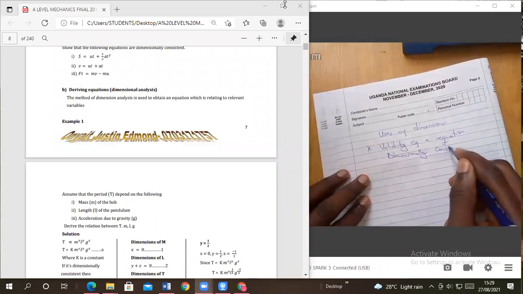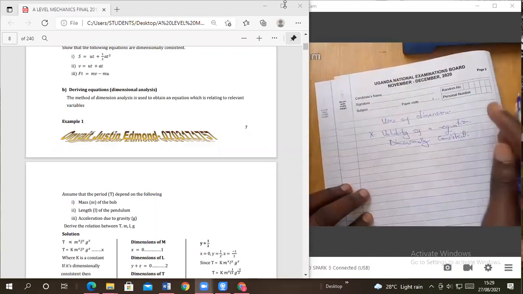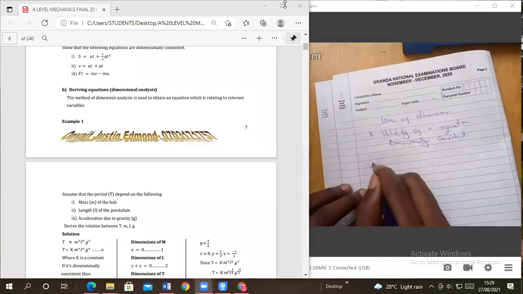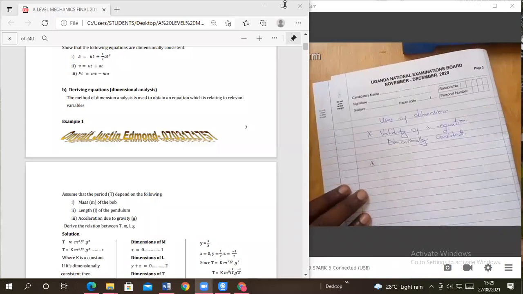Consistent. Should be dimensionally what? Consistent. So that one we have already finished, but today we want to see how we derive equations using dimension. Okay?